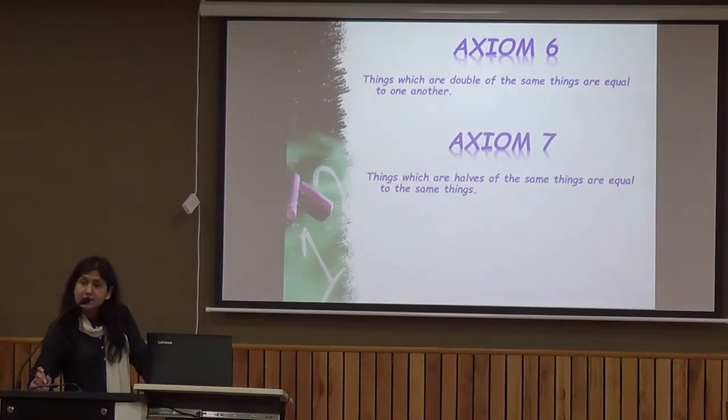Okay. Now, axiom 7. Things which are halves of the same things are equal to the same thing. Now, if half of x is equal to half of y, then you can say that x is equal to y. You can simply cross multiply 1 by 2 and 1 by 2. That is, you take the 2 in the denominator to the next side of the equal to sign, and therefore the 2 and 2 cancel out and you get x is equal to y.